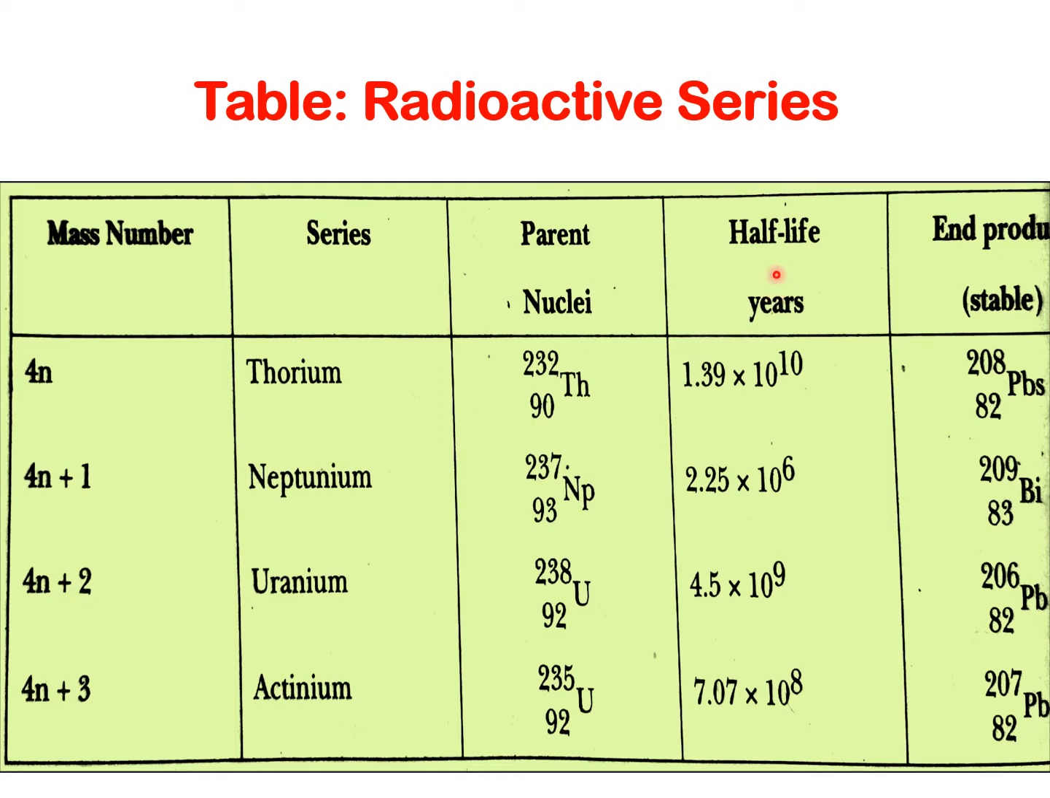Half-life period means the time required to disintegrate half of the original element. Consider that initially there are 100 elements, and the time required to disintegrate into half means 50 elements. This is a very huge time for the material, and a stable nucleus is produced in this radioactive series.